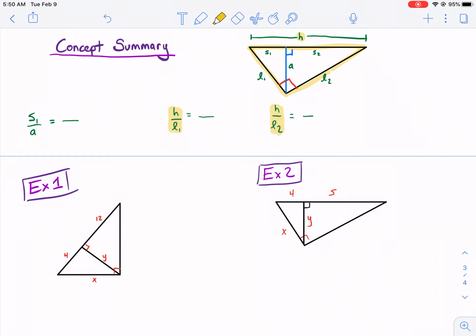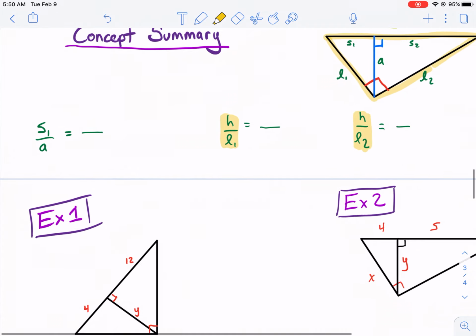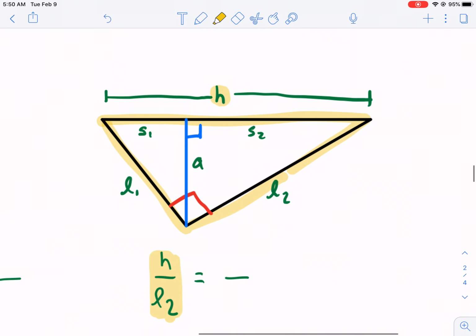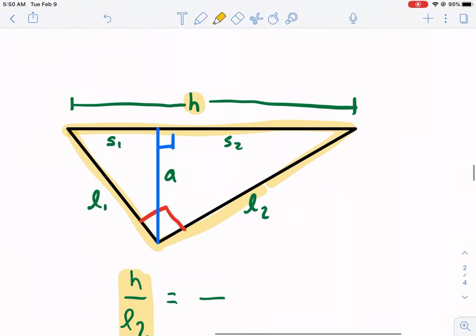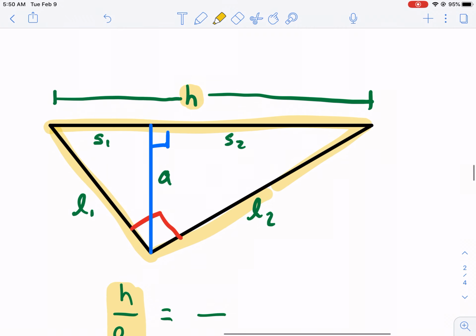Now, the concept summary. The first thing we're looking at is S1 over A. So we have all these labeled here, and you're like, what the heck is this? S basically stands for short side, L stands for a longer side, and then we have H as hypotenuse. Not a super big fan of this labeling. You're like, what the heck? You're the one that labeled it. I know, I get it, but this is how you'll see it in your book. So if you see it in your book, this is how you approach it. A stands for altitude.